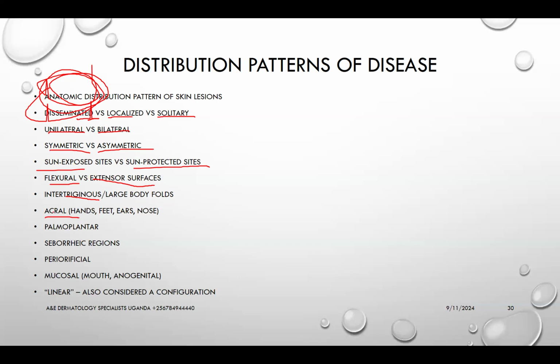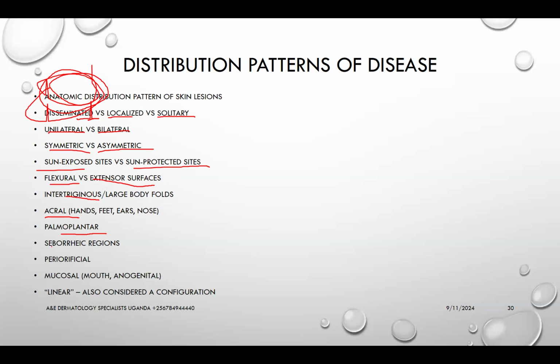Like for example, acrodermatitis. The acrodermatitis pustules, like the one in infants, loves the hands. All those love the acral areas. Then you can have a palmoplantar distribution. For example, in palmoplantar keratodermas, the location of the disease anatomically will be the palms and soles. That gives rise to the palmoplantar distribution.